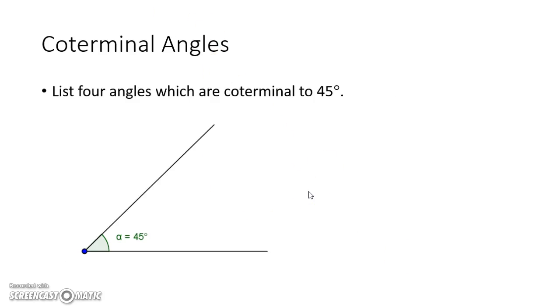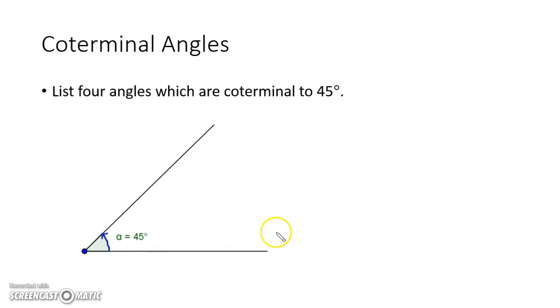Here's an angle. It's 45 degrees. They want us to list 4 angles which are coterminal to this angle. Terminal means end, right, so 4 angles which end at the same location as 45 degrees. Here's our 0, and so far the rotation has been 45. Let's get a pen going here. You can see our angle started here, and we're going to end at 45.